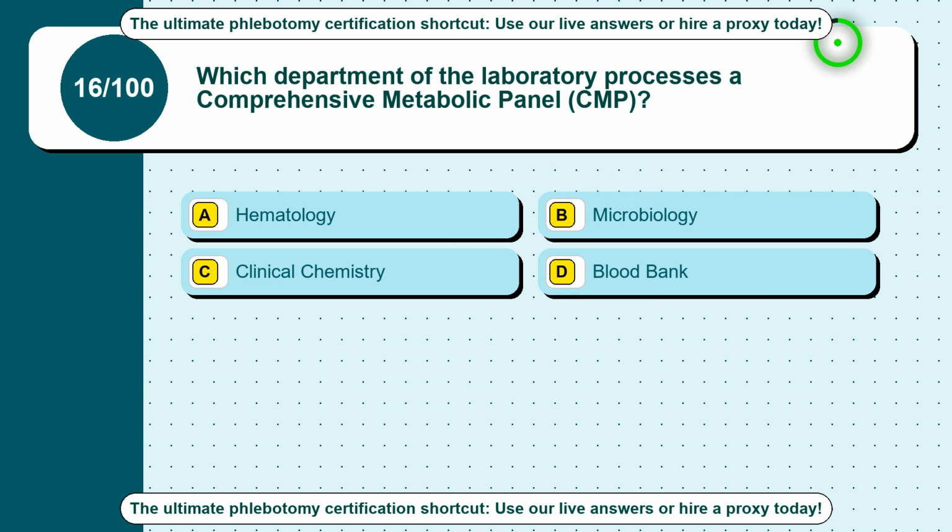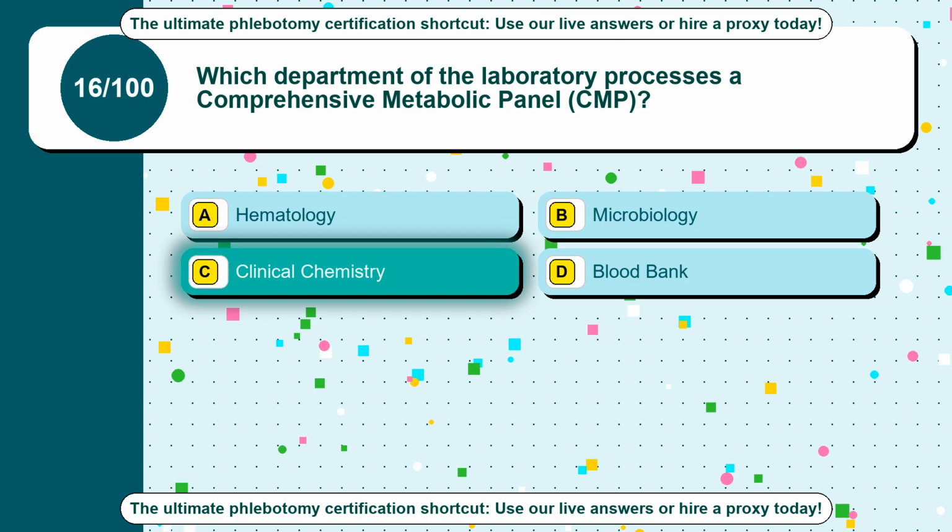Question 16. Which department of the laboratory processes a comprehensive metabolic panel, CMP? Option A, hematology. Option B, microbiology. Option C, clinical chemistry. Option D, blood bank. The correct answer is option C, clinical chemistry.